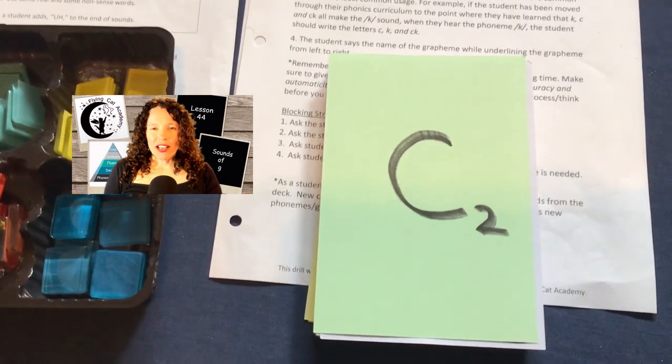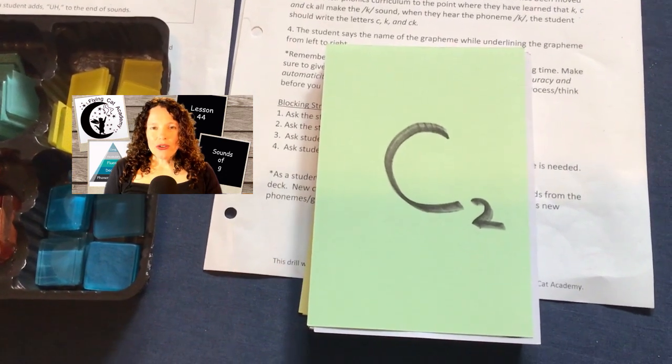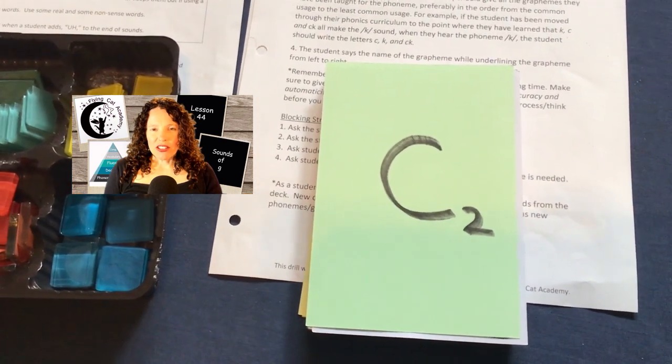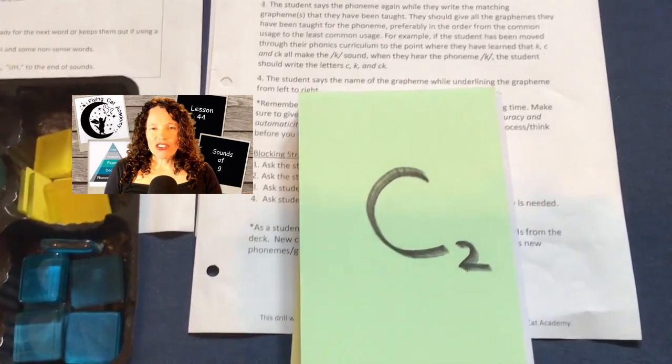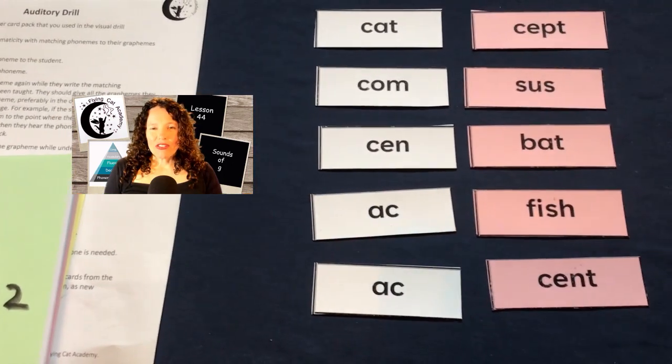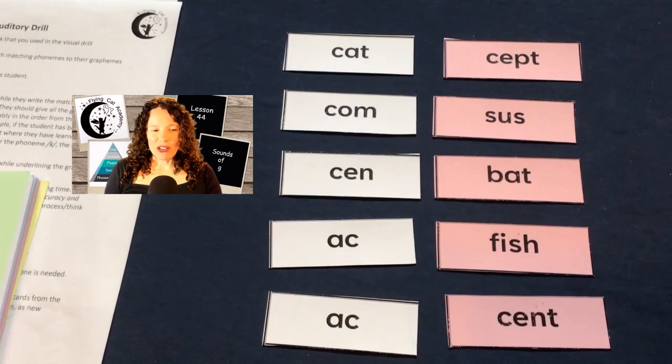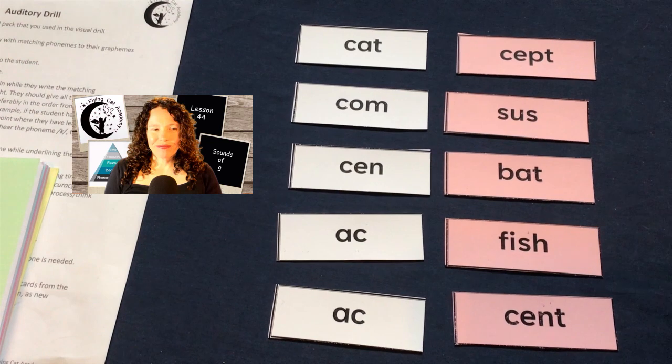Remember that you will have introduced the new sounds of C that we covered in the last lesson. They will now be in the card pack. And if you're wondering what those are, just have a look at the lesson plan. And then we've got the syllable card drill. We're doing 2 syllable words today. You'll have them all cut out and ready to go on the table.